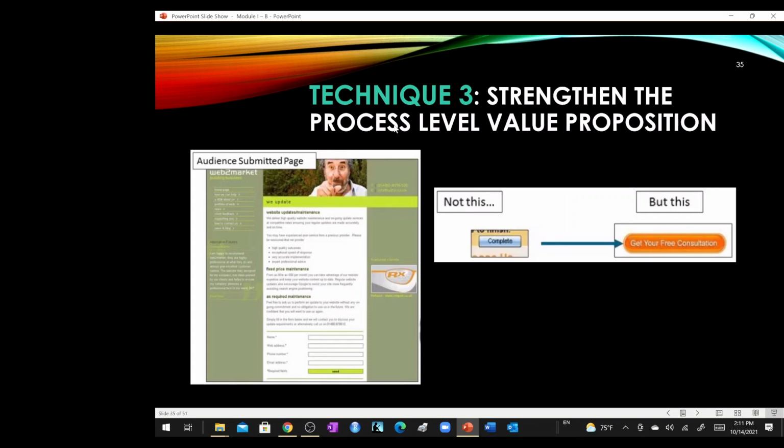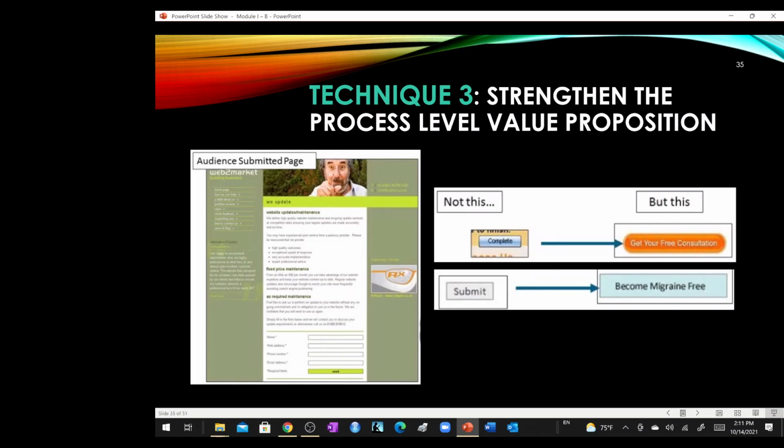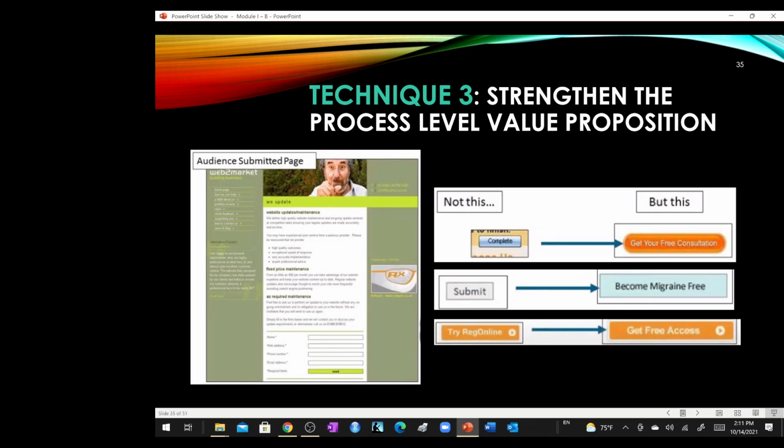Technique 3, strengthen the process level value proposition. Process level means the design. So how do you improve that? For example, do not use a button like that, complete, but put instead, get your free consultation. Do you see the difference in the call to action and the design of the call to action? Submit. Instead of submit, for example, become migraine free. Instead of try reg online, get free access.